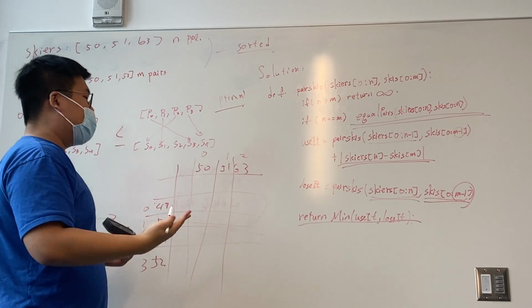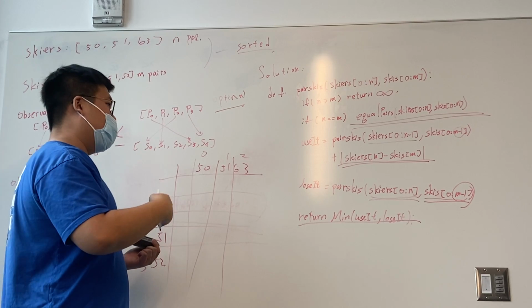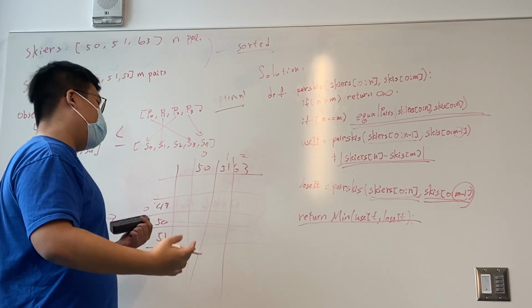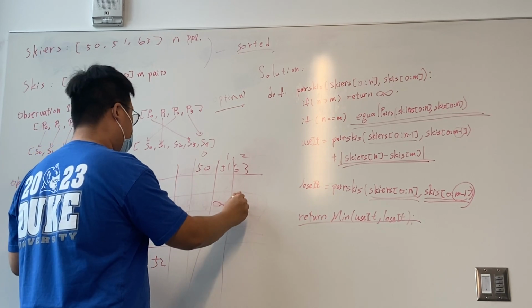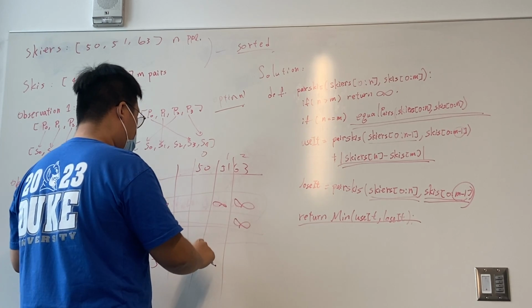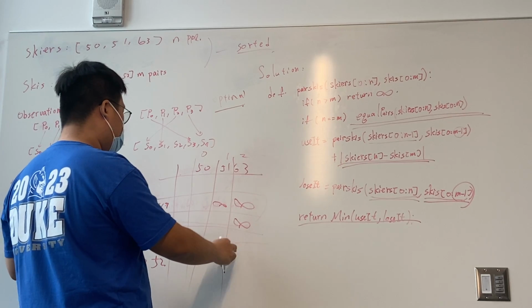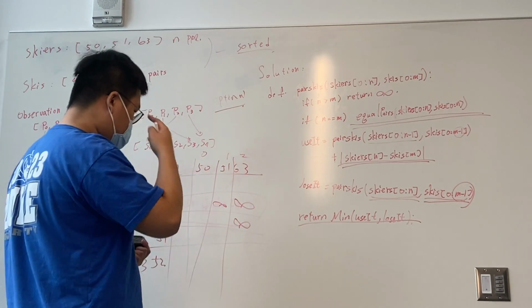So let's see the base case. When the number of skiers is bigger than the number of skis, then we have to fill in infinity. So let's see where the skiers exceed the skis. This one is infinity, and this one is infinity. This one here is infinity. And this one is the same, so we don't have infinity here.